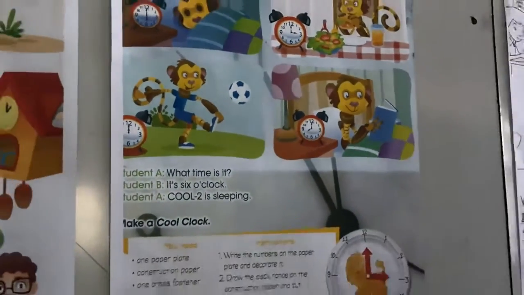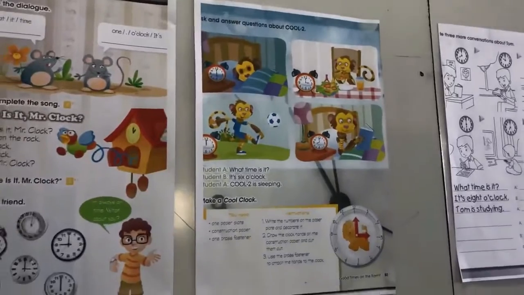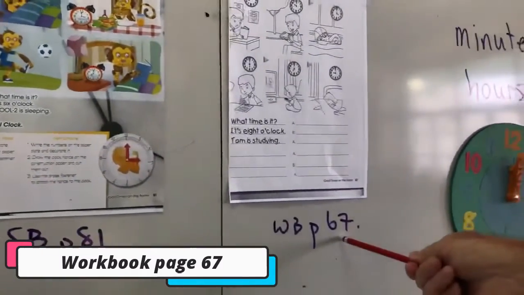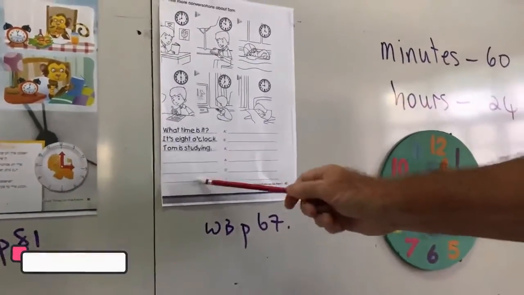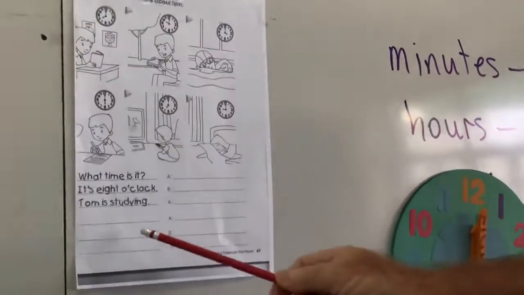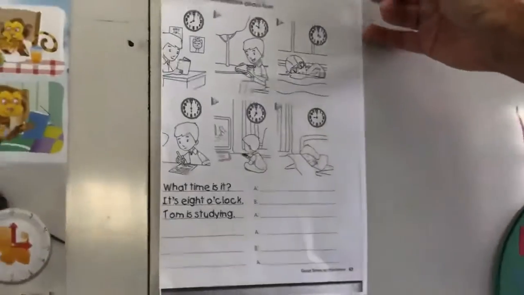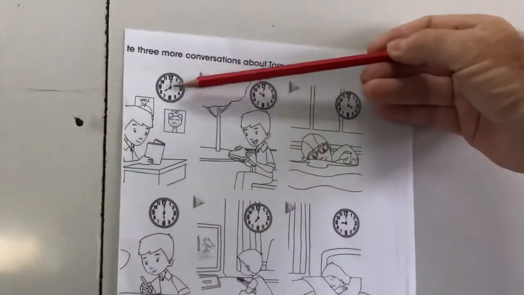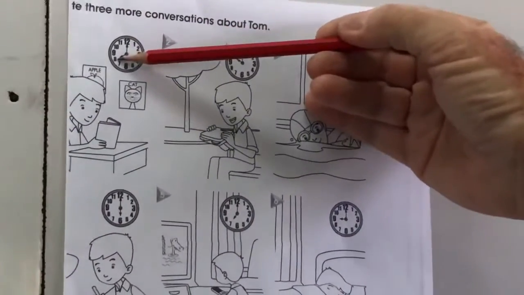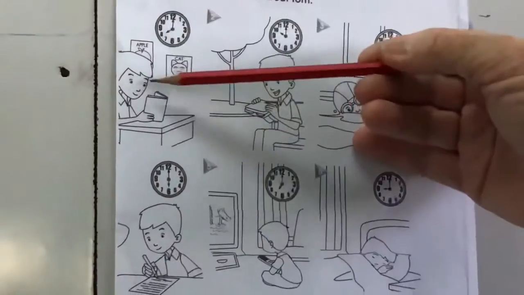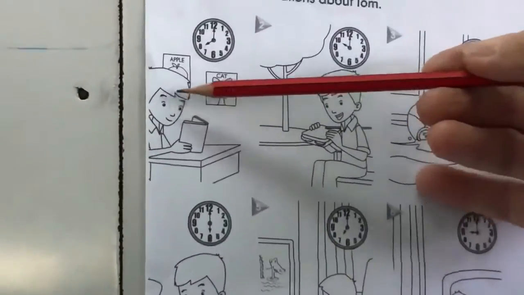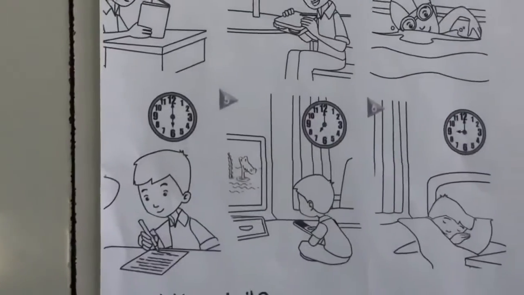Okay. So let's put all this together on workbook page 67. Okay. 1, 2, 3, 4, 4 to do. We've got 6 pictures. Look at the time. There. Little finger is on 8. It's 8 o'clock. What is Tom? This is the boy, Tom. What is he doing? Tom is studying.